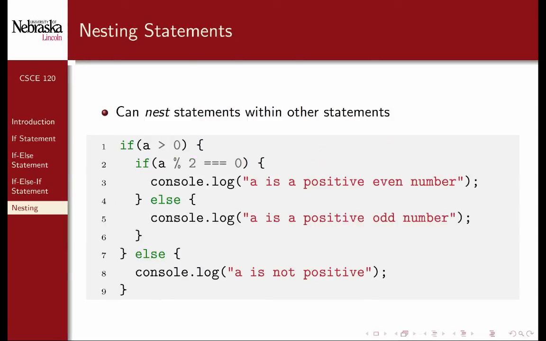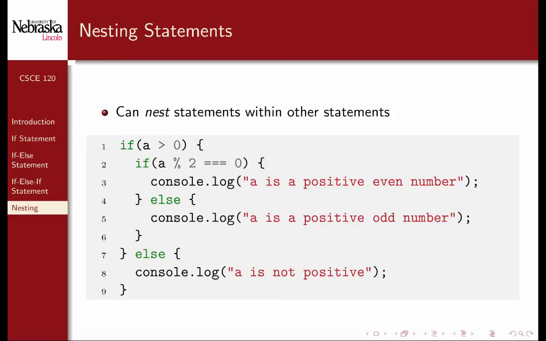You can also nest statements within other statements. Here we have a full example. If a is strictly greater than 0, then the first code block, lines 2 through 6, will execute. Otherwise, the code block on line 8 will execute.